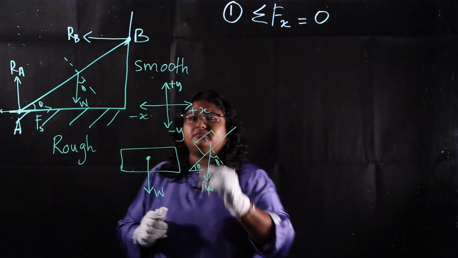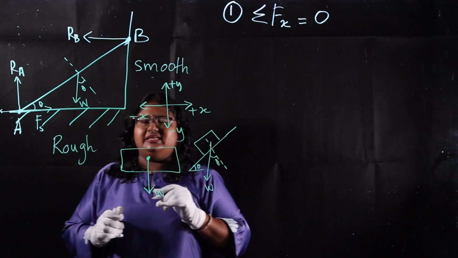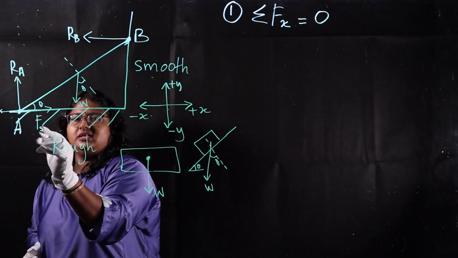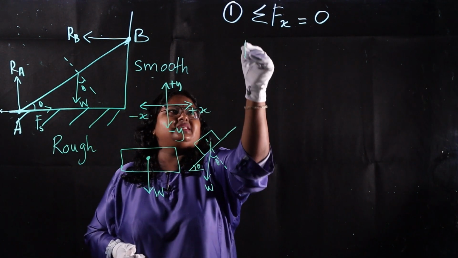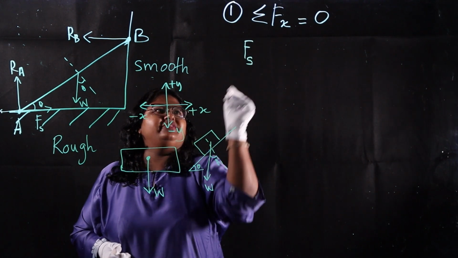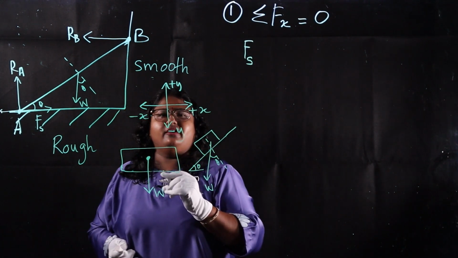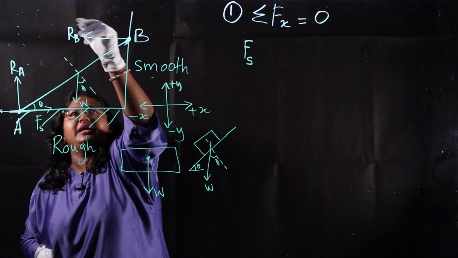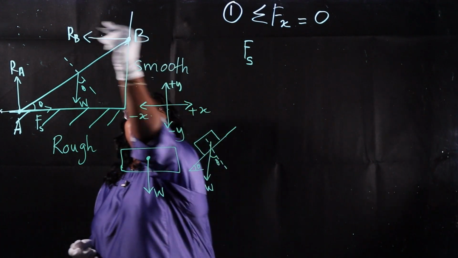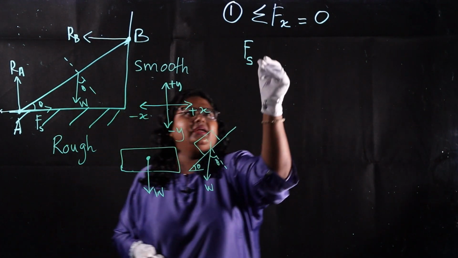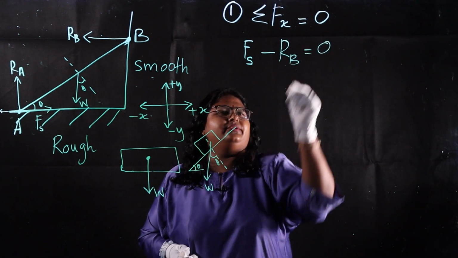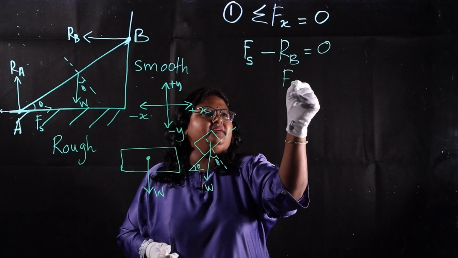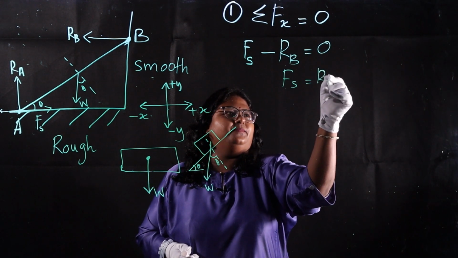So here, Fs is the first horizontal force, and it is going to the right-hand side. The right-hand side is positive, so I put positive Fs. The second horizontal force is Rb. Rb is going to the left-hand side, so the left-hand side is negative, equals 0. So Fs equals Rb.